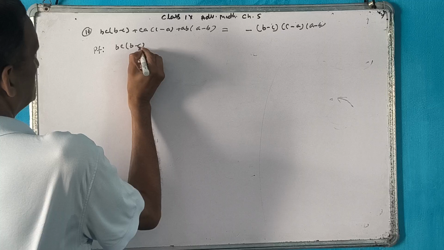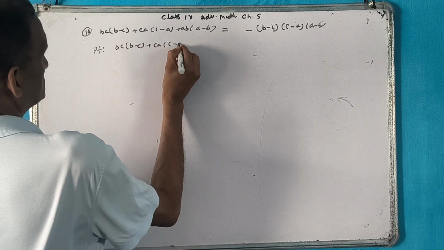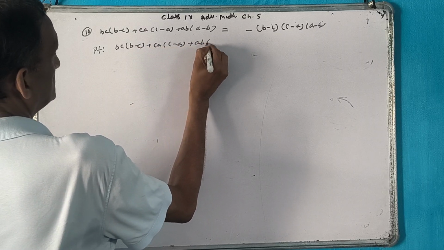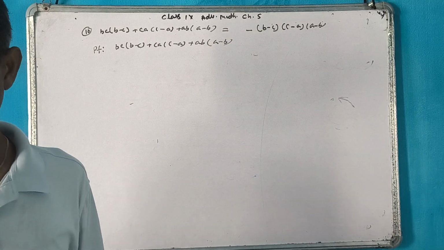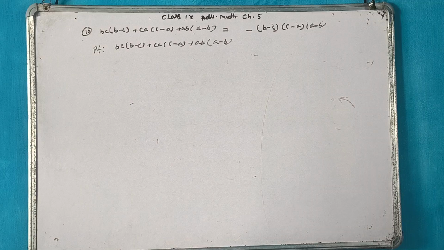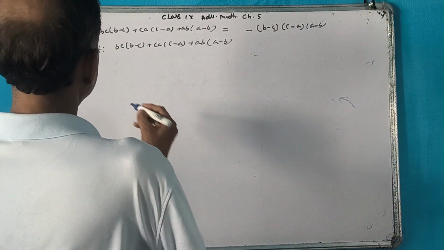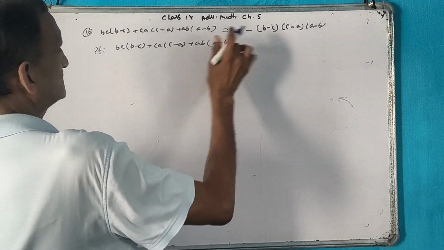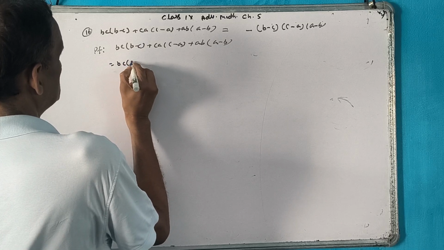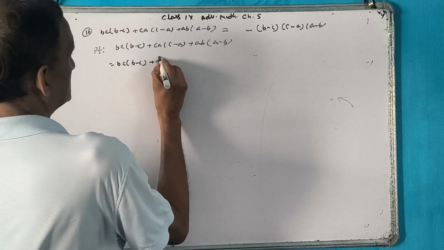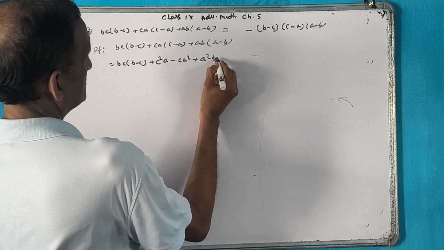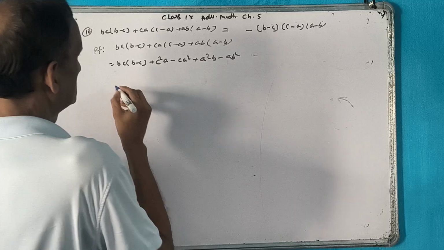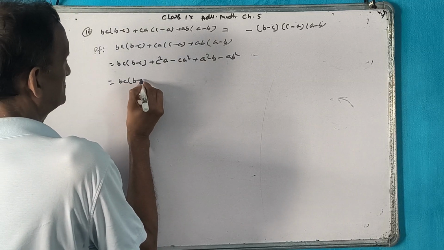BC into B minus C plus CA into C minus A plus AB into A minus B. First we can leave it as it is, because we required it. We required B minus C here, so leave BC into B minus C, then remove the bracket, C square A minus C A square plus A square B minus AB square. Then this is BC into B minus C.